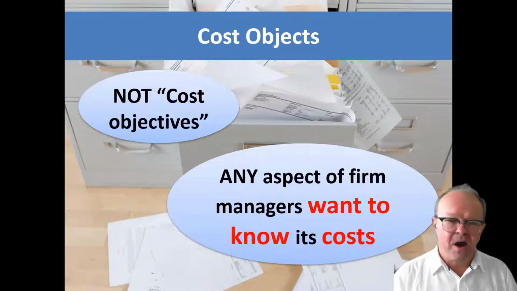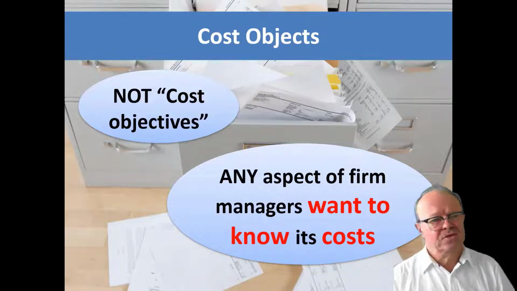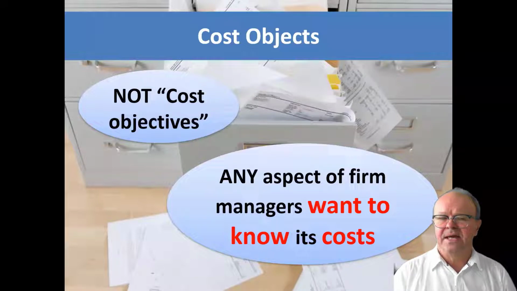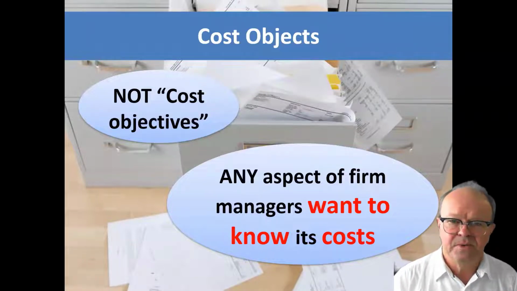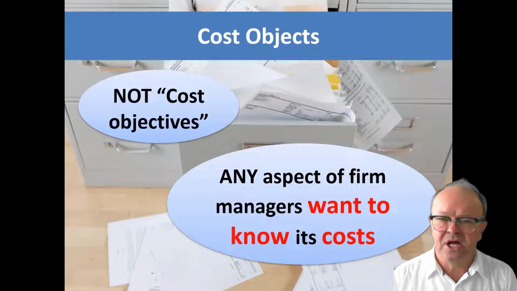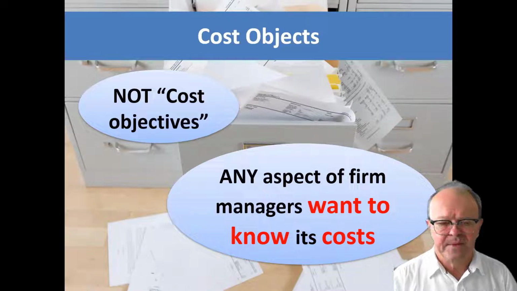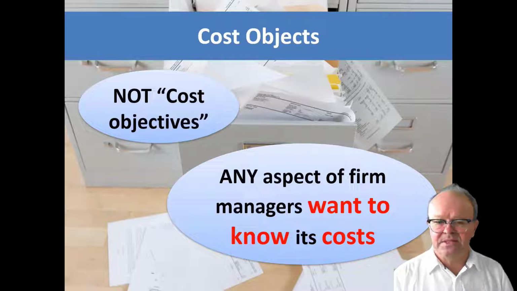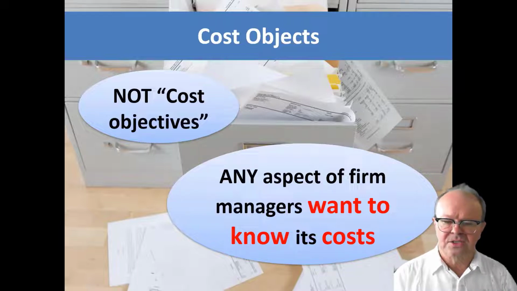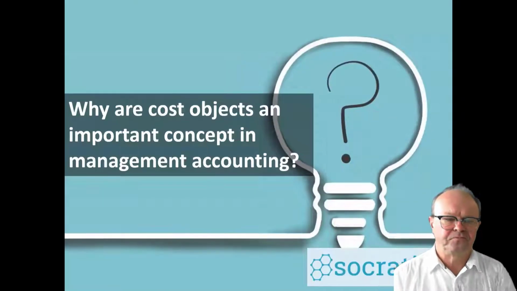And the same cost might be attached to more than one cost object. It might be attached to a product or service, to a customer or a business process. It might be attached to a specific aspect of business like a shop. So the same cost could be attached to more than one cost object. But you need to be very clear on what cost objects are. They're any aspect of business where managers want to know its costs. And we'll be focusing on products as a cost object, but they could be any aspect of a firm.